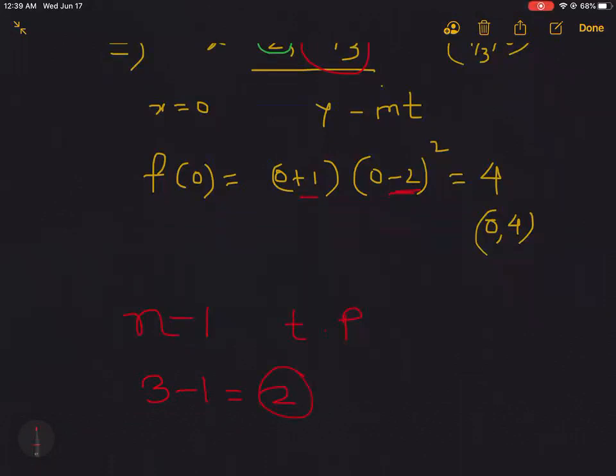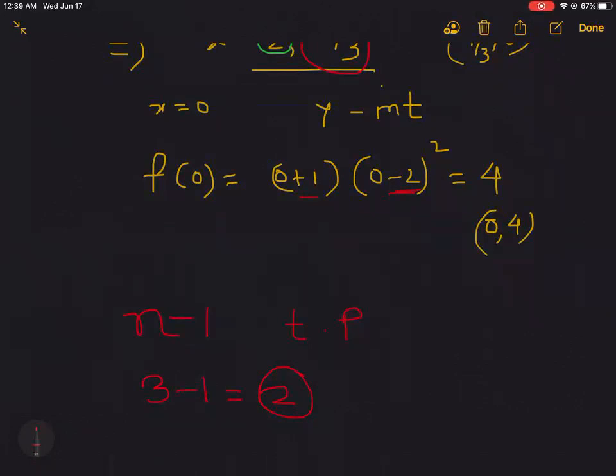Now, what is a turning point? A turning point is a point where the graph will change its direction. That means if it was previously decreasing, after that turning point it will start to increase, or vice versa. If it was previously increasing, after the turning point it will start to decrease. Soon you will visualize it and it will make your life easier. Now let's try and graph it.